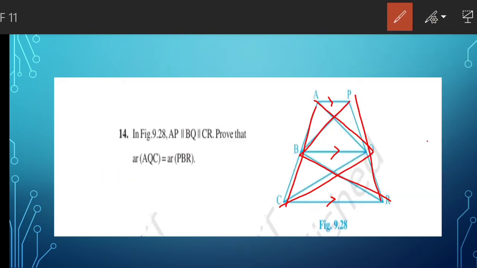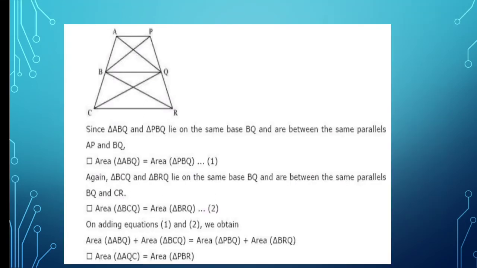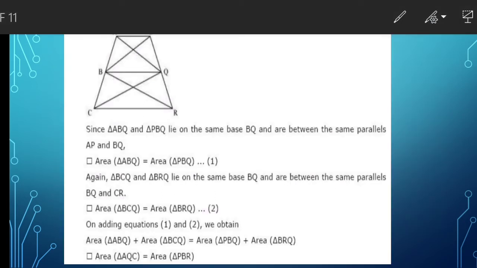So let's go on with the proving. Here is a trapezium. On the top we have A and B. So here it is A and P, which has been constructed. Here we will consider first the triangle AQB. From the top trapezium we will consider AQB and PBQ, which lie on the same base BQ.